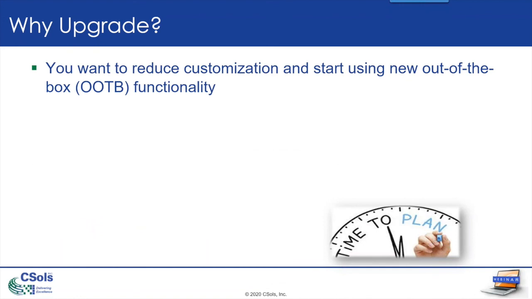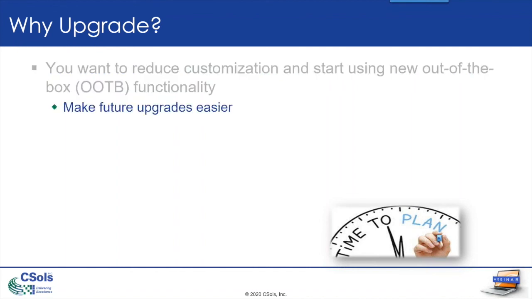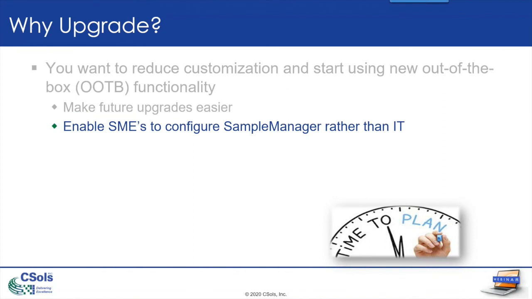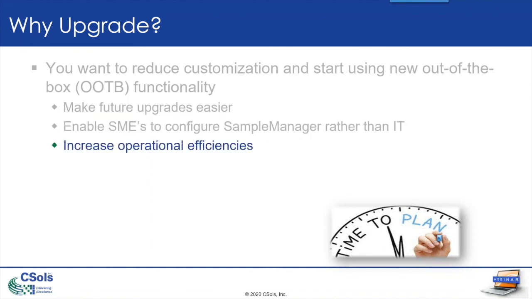Also, you might be looking at the fact that you've got a lot of custom functionality in your system, and you now have maybe a lack of IT support or something else that's making you look at what can we do with out-of-the-box functionality to move away from our customization. That makes future upgrades much easier to perform. It gives your SMEs the ability to configure SampleManager rather than IT. And increases your operational efficiencies again. So here you're looking at, I want to get the most out-of-the-box functionality as possible. I need to do that, I need an upgrade.